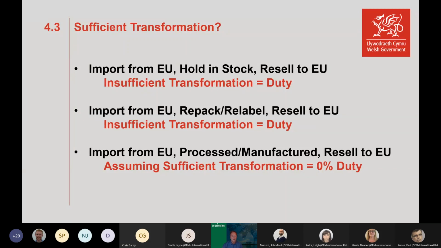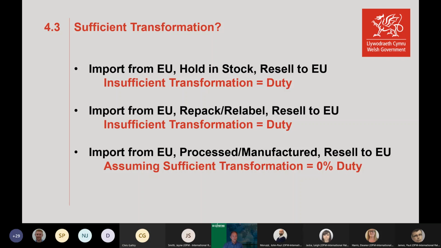But because they're not doing anything to transform that product, duty would apply on that if they continue to act in that way. We have a client who is importing printing machines from Italy, holding them in stock in the UK and then reselling them throughout Europe. And again, it came as a bit of a surprise to them that they're reselling an EU product to the EU, but they're going to have to pay duty on it, or their customers are going to have to pay duty on it. So that is a hidden issue in the TCA, which people weren't expecting.